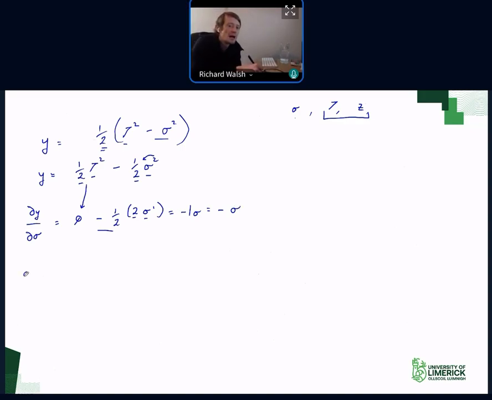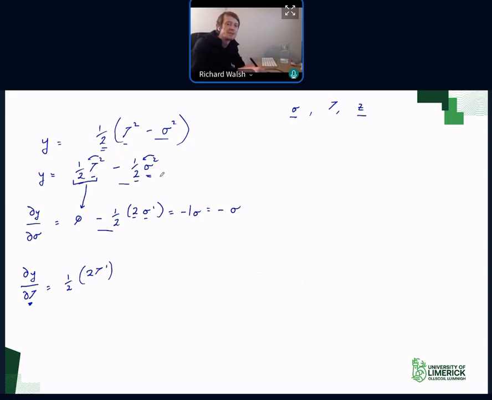We move on. We partially differentiate y with respect to tau. So again, if I'm differentiating with respect to tau, I'm going to treat sigma and z, if they're in it, as constants. So looking at y, it's a half times tau squared. Tau is the variable in question. So I'll multiply down by my power. 2 will come down, multiply down by that, and subtract 1 from the power.